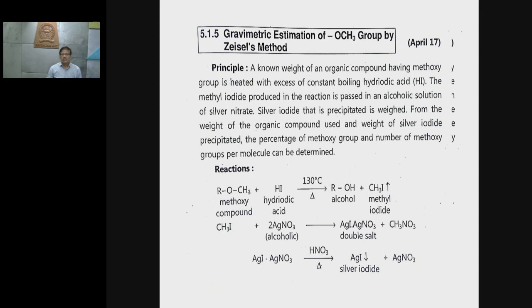Today we see the gravimetric estimation of methoxy group by Zeisel's method. This is one of the important methods for the estimation of the methoxy group. Now see the principle of this experiment.